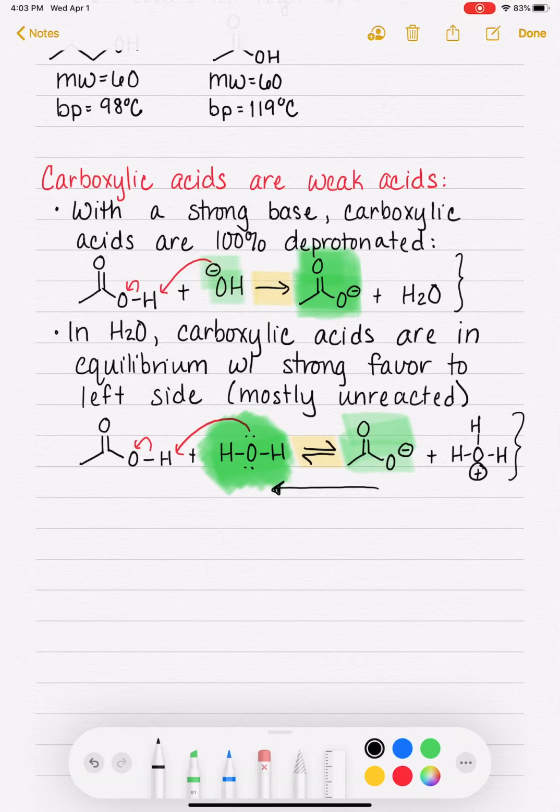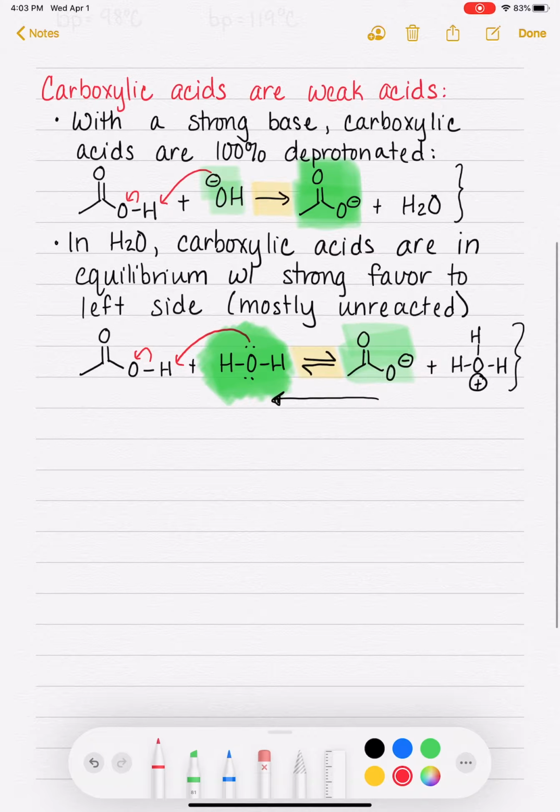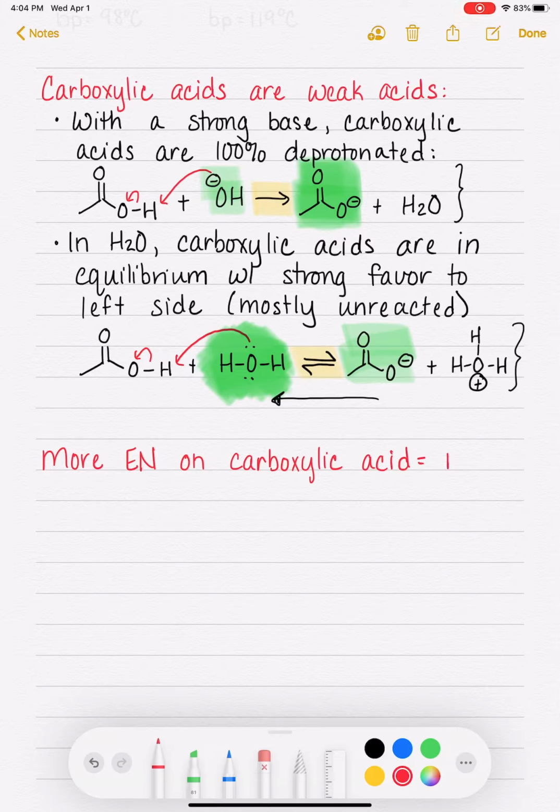And the last thing that we're going to talk about with regards to carboxylic acids and their acidity is how we can modify the structure of the carboxylic acid to change its acidity. As a rule, the more electronegative atoms you put on a carboxylic acid, the more acidic it becomes. The reason for this, well, actually, let me draw some out and then we'll talk about the reason for this.